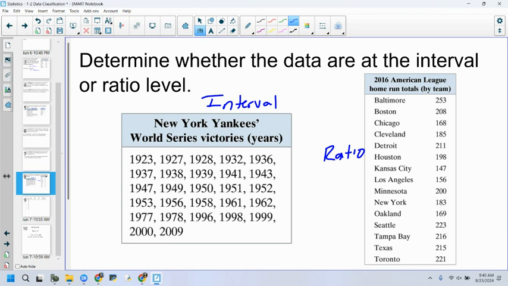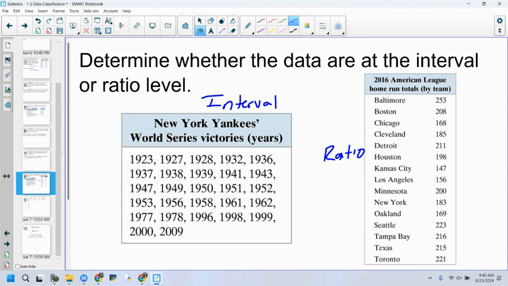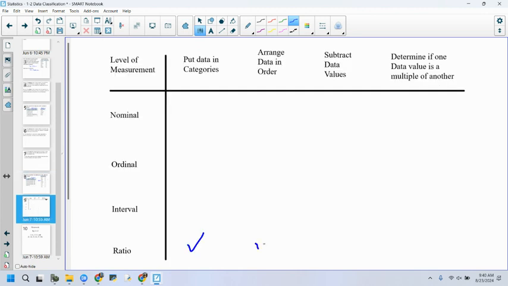Yeah, I could say maybe my categories are any teams that have gotten, what's my lowest amount? Oh, it took 147, my lowest amount. Any team that has gotten from 100 to 175 home runs, 175 to 225, 225 to 275. I could create categories and put them in, right? So for the ratio level, I could put them into categories. I could arrange that in order. Could I sort this in order? Yeah, I could sort that in order.